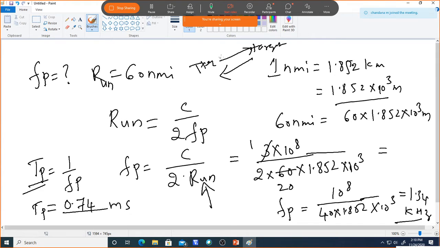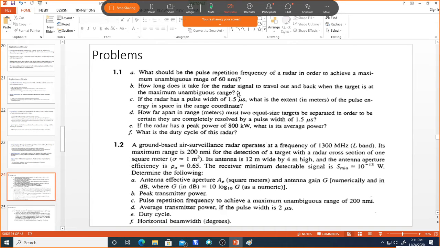Once the pulse is going, it takes one pulse repetition period, and whenever it reflects back, it takes the same time again. So how long will it take? It will take 2 times the pulse repetition period. Okay, so this is the answer for the second one: how long does it take for the radar signal to travel out and back when the target is at maximum unambiguous range. Whenever it travels one way and reflects back, that will be 2 times your pulse repetition period.